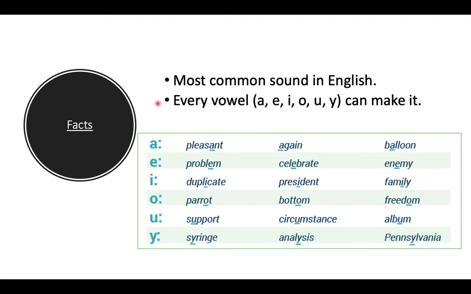It's found in every vowel. Remember, vowels are A, E, I, O, U, and Y, and they all can make this sound. I'm going to run through these examples quickly, and then you'll practice some more examples later on. So these are examples of the sound for A. Anywhere there's an A, we're going to use the sound. So listen carefully. Pleasant, balloon. Did you hear the sound wherever there was the letter A?